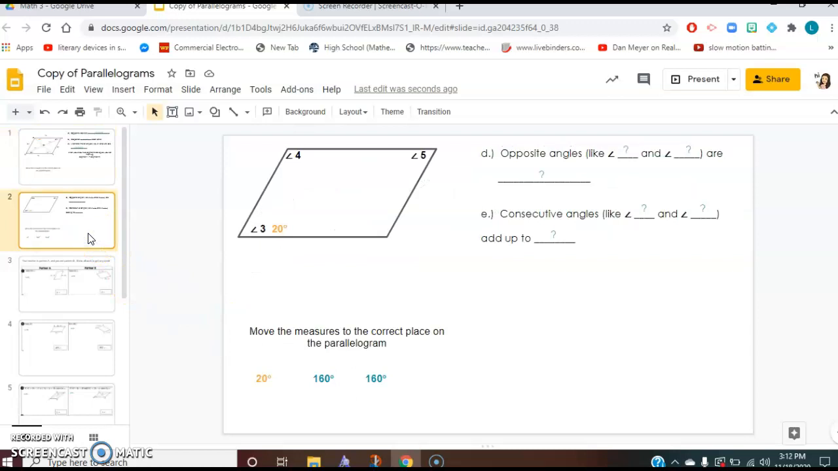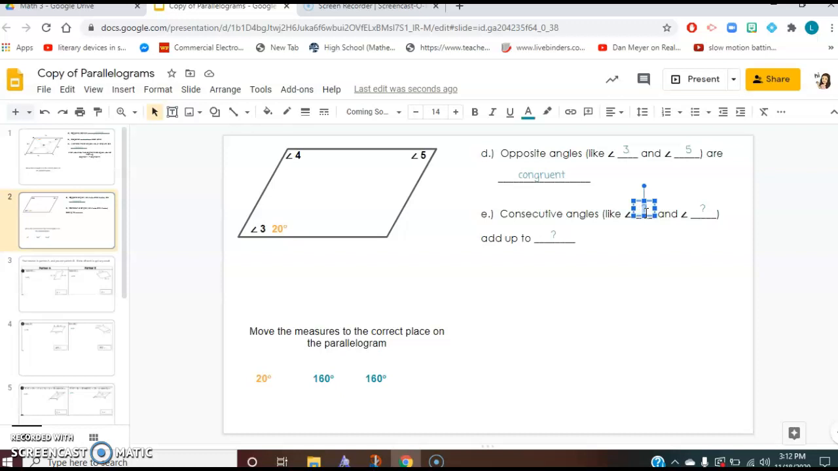All right, a few more properties of the angles. Opposite angles, like angle 3 and angle 5. Those are opposite because they are in opposite corners of the parallelogram. Opposite angles are congruent, which means equal. Consecutive angles, consecutive are the ones that are side by side.